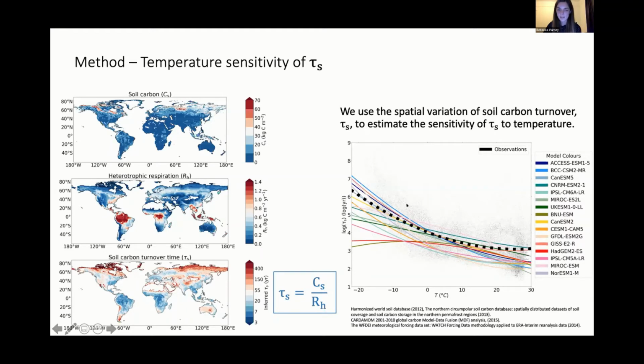And each of these faint black marks are each latitude and longitude point. And then simply we plot this quadratic relationship, this thick black line here. We plot between these 2 variables, and we say this black line represents the spatial temperature sensitivity of this soil carbon turnover time in observations.